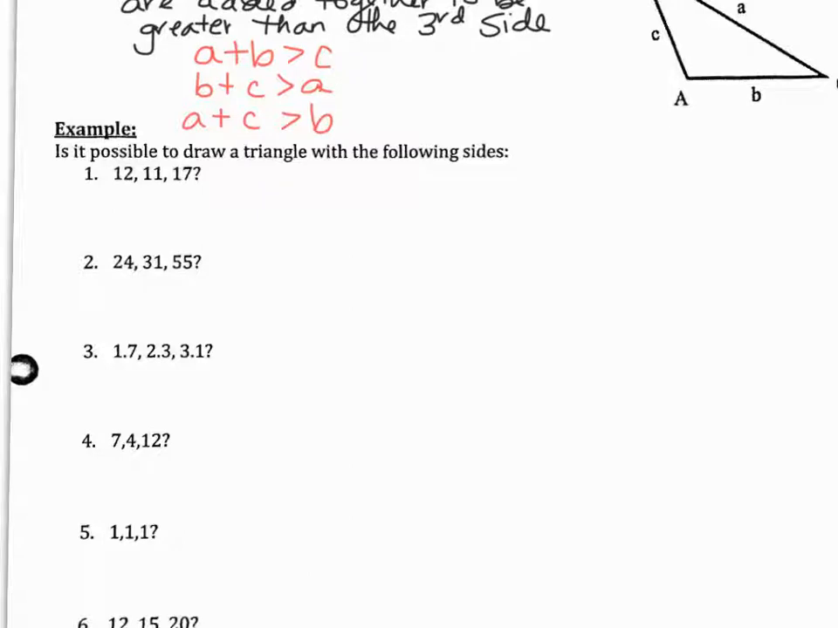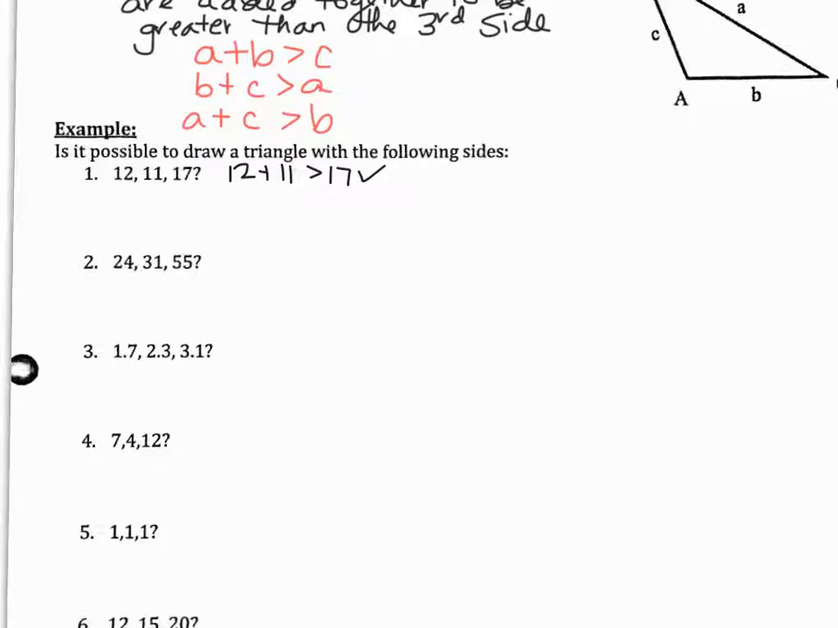It says, is it possible to draw a triangle with the following sides? I'm given the sides 12, 11, and 17. I don't know which one's A, B, and C, so I'm just going to try all 3 possible combinations. First I test 12 plus 11, and I want to know if that's greater than 17. 12 plus 11 is 23. Is 23 greater than 17? Yes. All right, one third done.